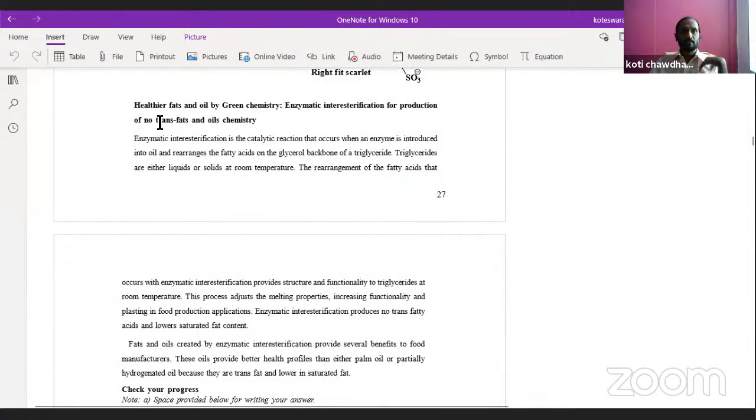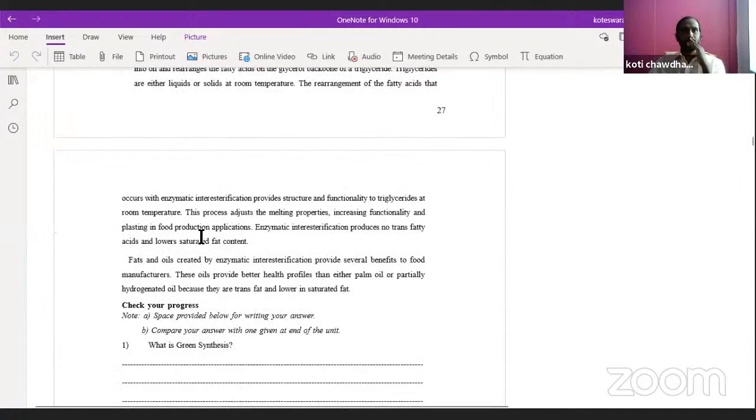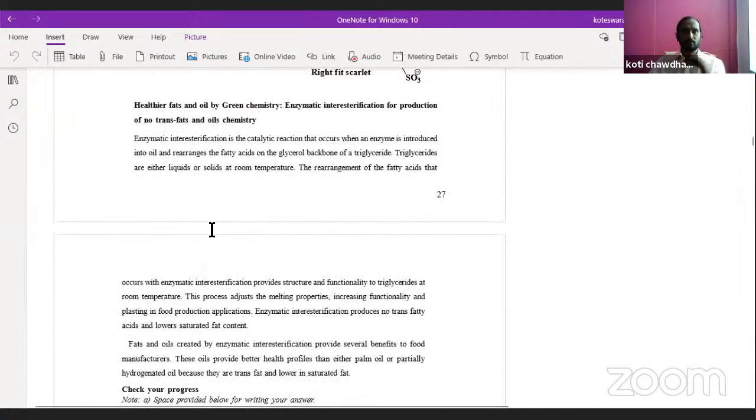Okay, next, healthier fat and oil by green chemistry. The enzyme interesterification process is helpful for the conversion of trans fat and the production of no-trans fats and oils. That means oil is converted into a green oil. Healthier oil is produced by this green process using the enzymatic interesterification process.